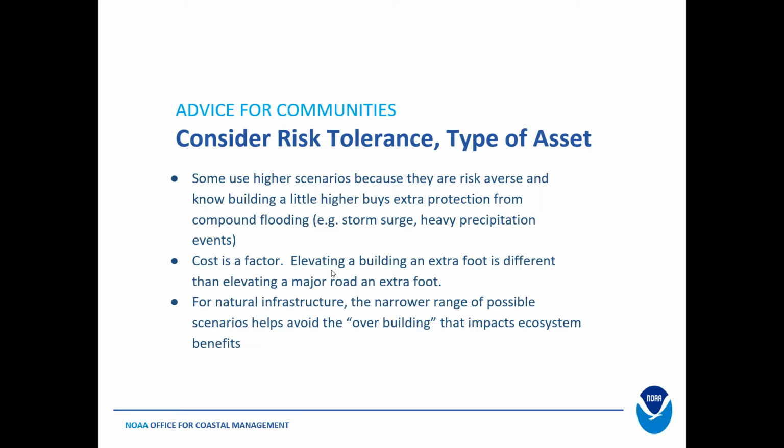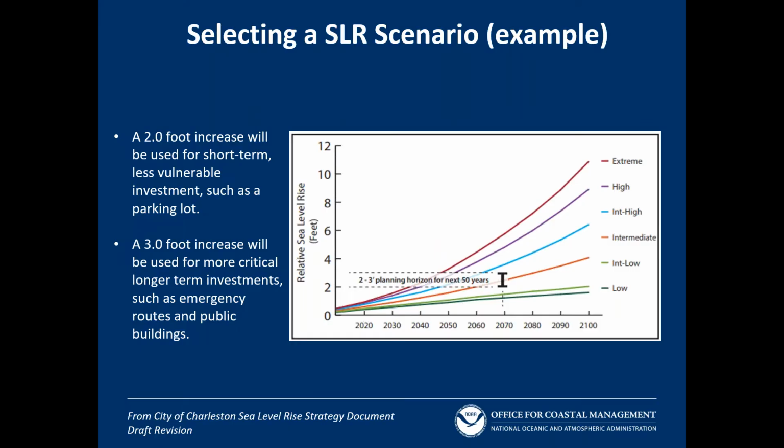And as we look at things like marsh restoration or natural infrastructure, that's important because it's a lot of money to rebuild marshes. And so we don't want to overbuild if we don't have to. So this is just an idea of when you're selecting scenarios with these curves, maybe looking out. This is the case of Charleston, South Carolina, where they're looking out 50 years and they're doing the range between 2 to 3 foot, which kind of follows the intermediate curve there. So that's just one way to do it. For critical infrastructure, an extra foot.